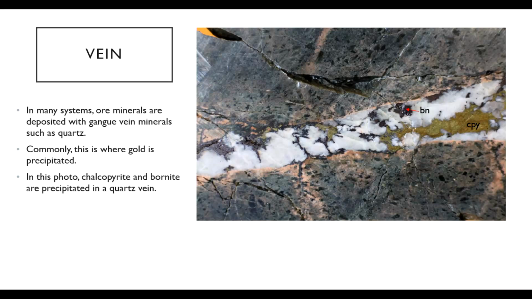Okay, vein. This is something we're getting quite comfortable with. So this is when the ore mineral is precipitated from that fluid directly in that vein, in that void space, if you like. So very common ore mineral system. And then you're going to get it with a gangue mineral, most commonly quartz, could be calcite. This is commonly where you get gold. So most gold is in the vein, and commonly you can't see it. But in this case we've got chalcopyrite and bornite.